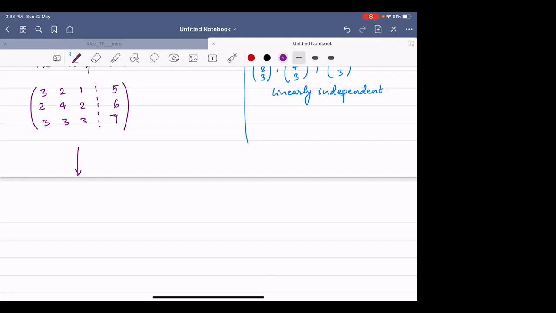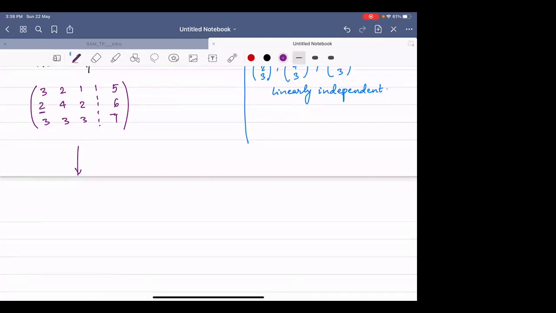Can anyone help me here? If I want to make this element 0, I want to do R2 minus something times R1, where R1 I want to leave unchanged. Here I want a 0. Make it 2 by 3. Yes, 2 by 3. If I do 2 by 3 R1, then I will get 2 minus 2 by 3 times 3, which gives me 2 minus 2, which is 0 in this spot.